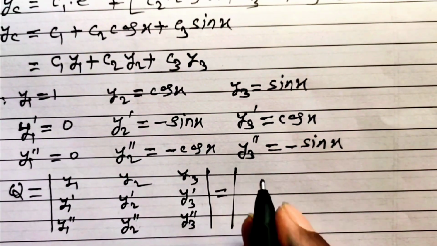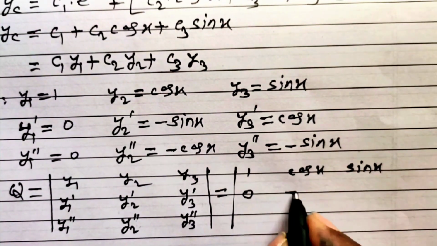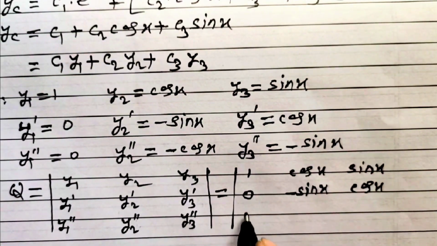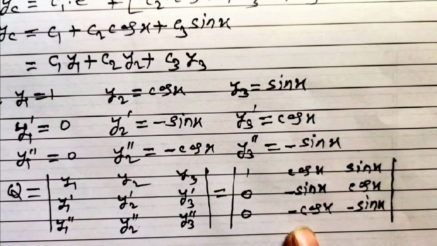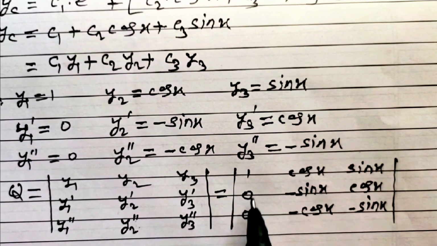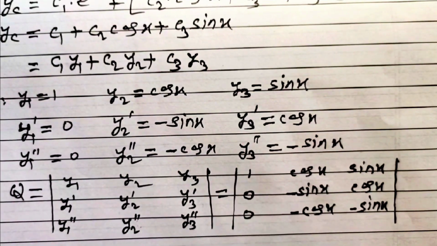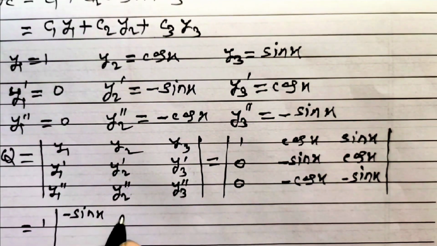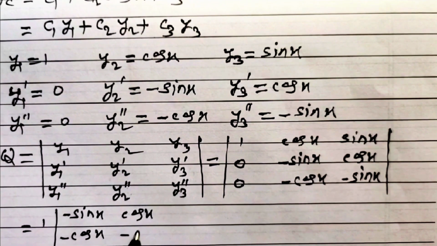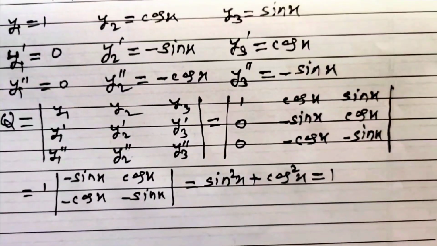Put the values in this determinant. This is equal to: y1 is 1, cos x, sin x; y1 dash is 0, y2 dash is minus sin x, y3 dash is cos x; y1 double dash is 0, y2 double dash is minus cos x, then minus sin x. In this determinant, the first column, first element is 1 and the remaining two elements are 0. Then the value of this determinant is nothing but the cofactor of 1. So this is equal to 1 into bracket minus sin x cos x minus sin x. This is equal to, taking multiplication, sin square x plus cos square x, which is equal to 1. Hence q is equal to 1.